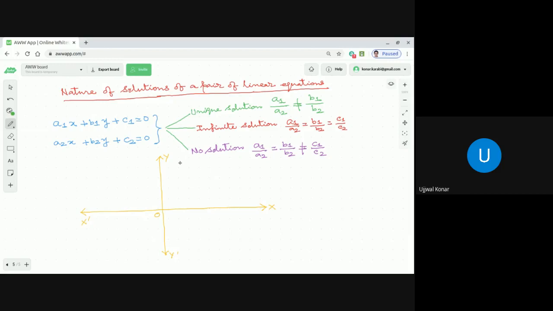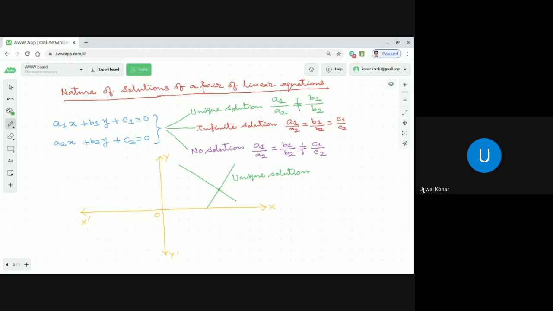Suppose the first equation a1x plus b1y plus c1 equal to 0 could be like this, and the second one a2x plus b2y plus c2 equal to 0 could be like this. Then you get a unique solution, because there is exactly one point of intersection. Both these equations represent a straight line, so there are two straight lines intersecting at a single point. That is why it is called a unique solution.